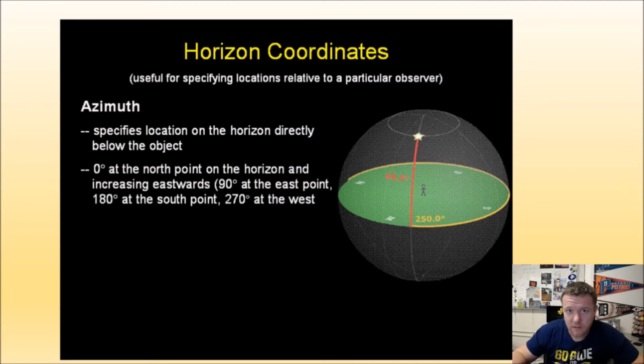Where do I look? So altitude tells me how far above the horizon I need to look, but which direction do I need to look? Well, that is what's called azimuth. It's a word that you're never going to hear outside of navigation, outside of astronomy. Azimuth tells you which direction.